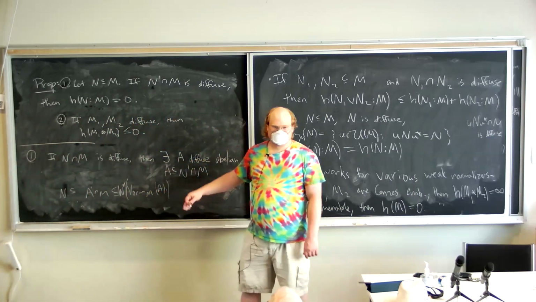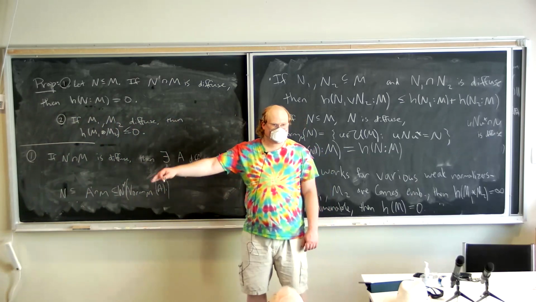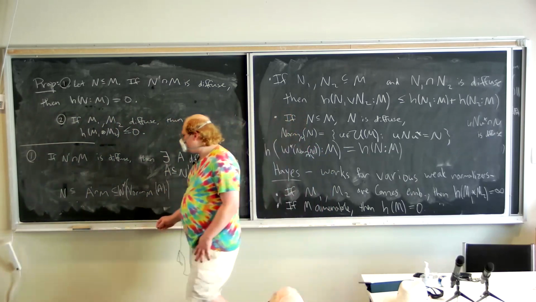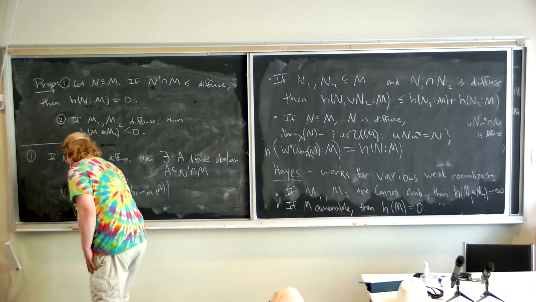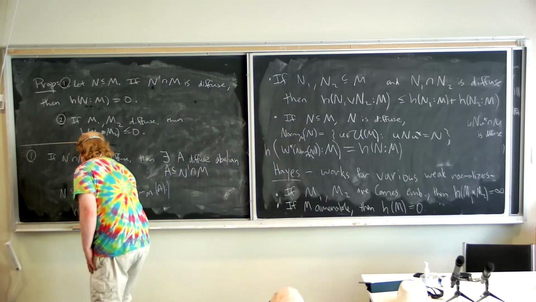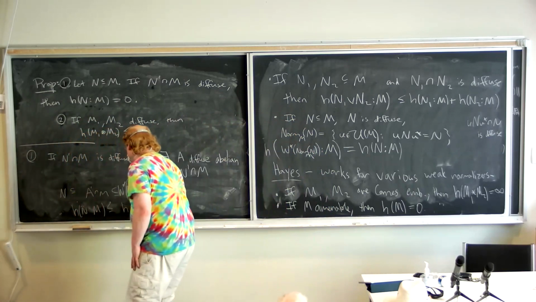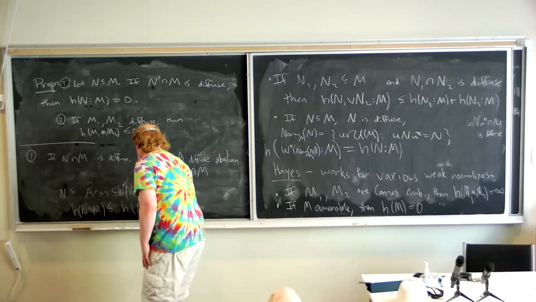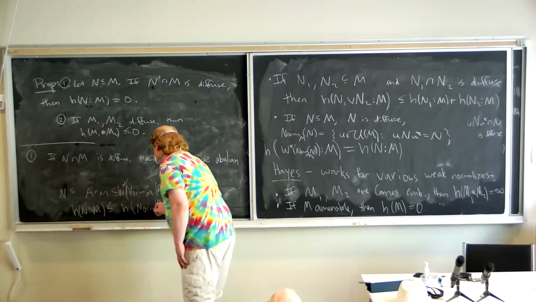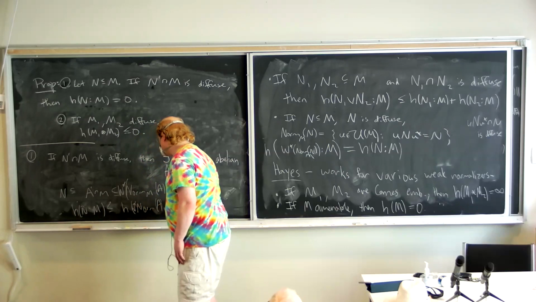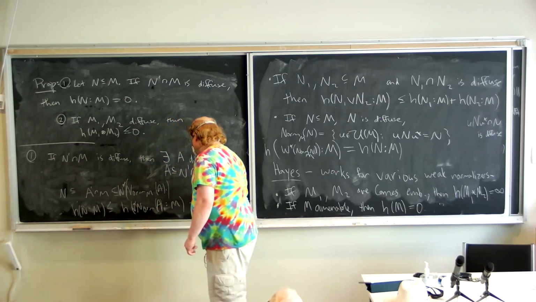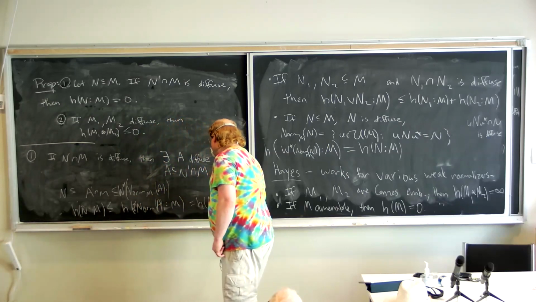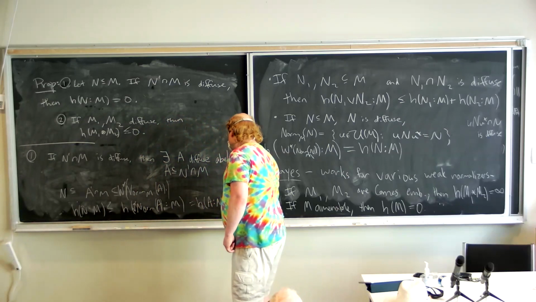And so then you apply the monotonicity property and say, well, H of n in the presence of M is less than or equal to H of the von Neumann algebra of the normalizer of A. And that's H of A in the presence of M, and then A is abelian, so this is less than or equal to 0.